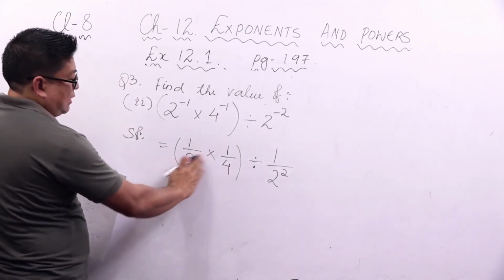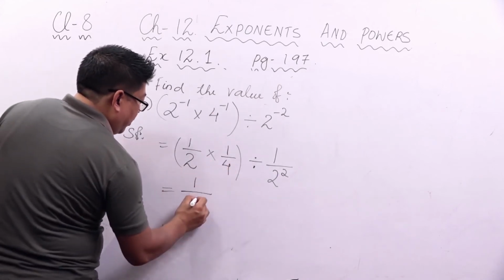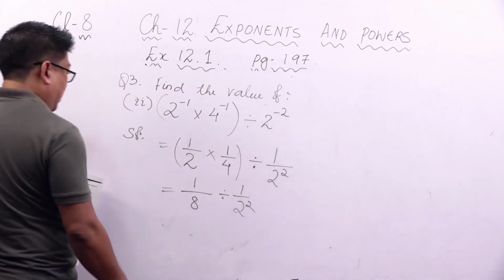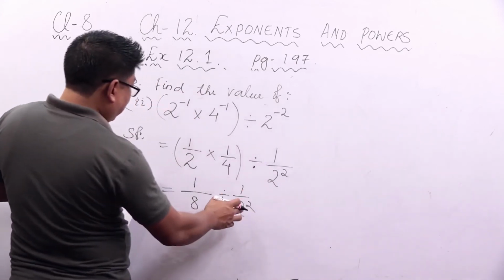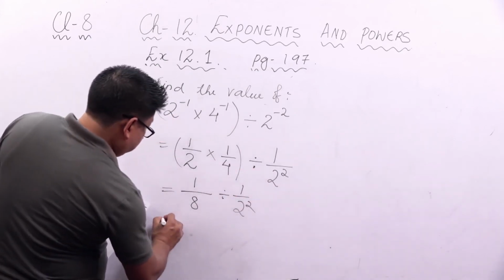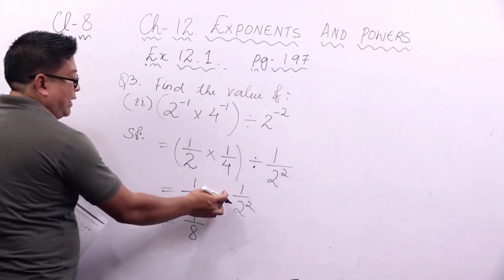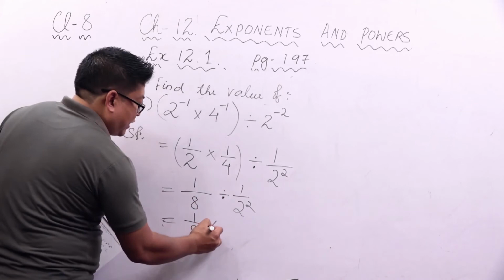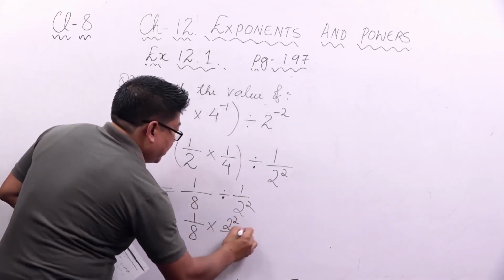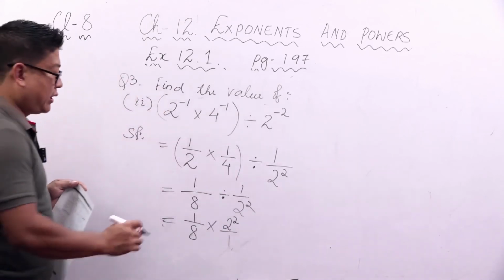Now, to multiply this, multiply the numerators. 1 into 1, 1. 2 into 4, 8. Divide 1 by 2 to the power 2. Now again, if you look at this, you can see that we have 1 by 8. This divide, if I change to multiply, the numbers will change places. So the number below will come on top, the number on top will go below. Okay, please do not get confused.